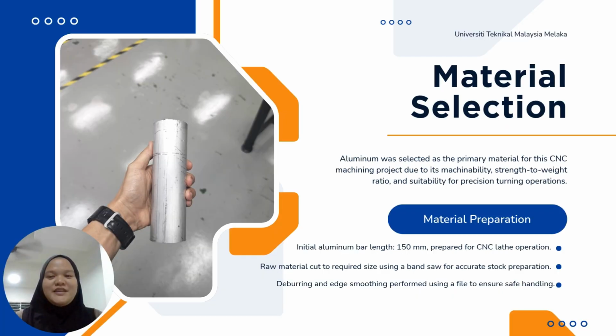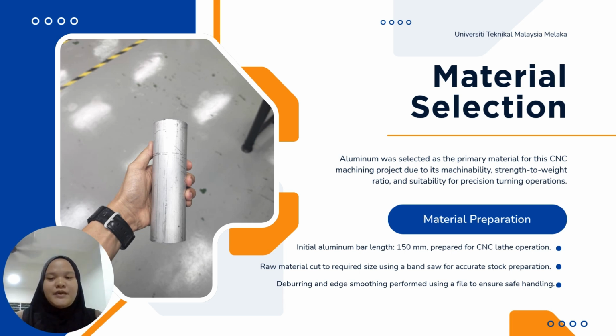Next, I will explain the material selection for this CNC machining project. Aluminium was selected as the primary material because it has excellent machinability, a high strength-to-weight ratio, and is suitable for precision turning operations. These properties make it an ideal choice for producing accurate and high quality machined parts.